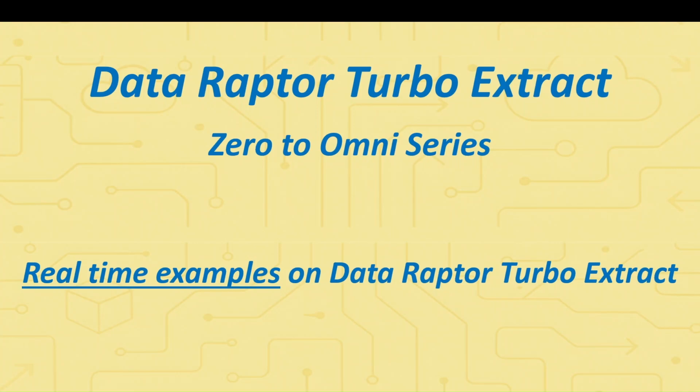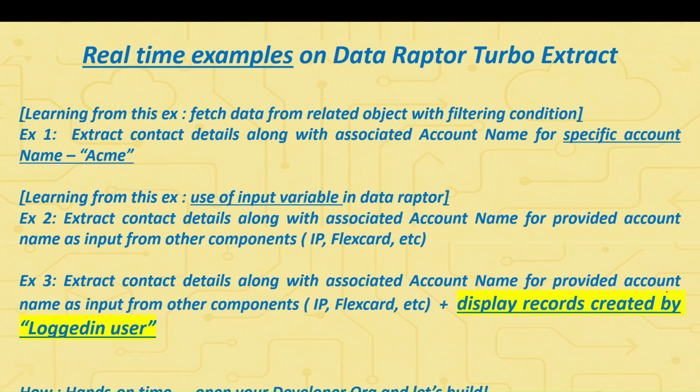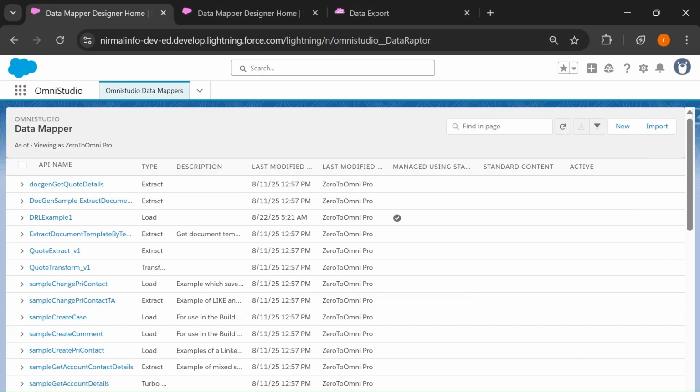In this video, let's practice a few more examples on Turbo Extract. The first example is fetch contact details for a given account name. In the last video, we fetched contact details irrespective of any account name. So let's see how we can achieve this.